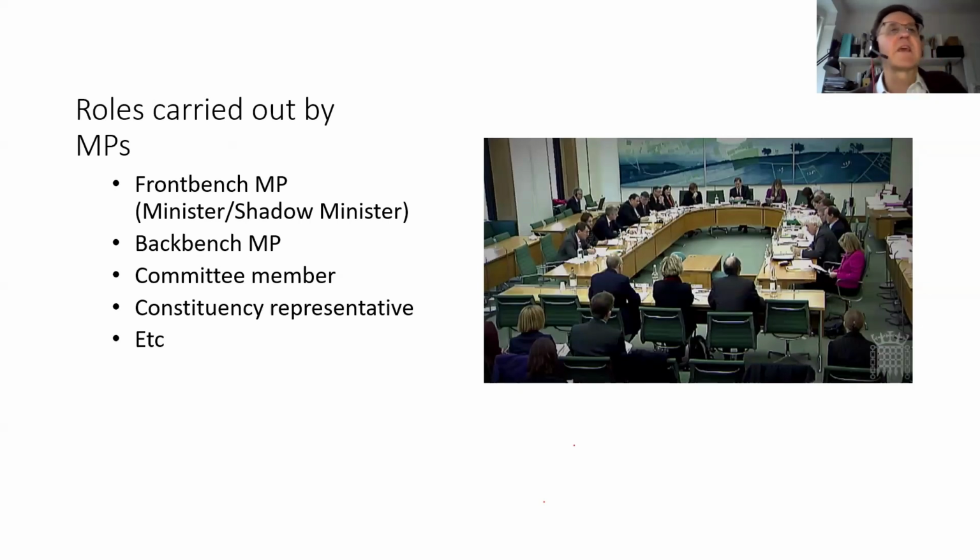So moving on to the roles carried out by MPs, these can be, in some parliaments, the role of minister or of the opposition spokesperson. It can be of a backbench MP with no particular other responsibilities in mind. It can be that of a committee member or a constituency representative and so forth.